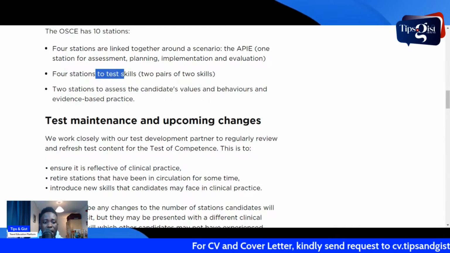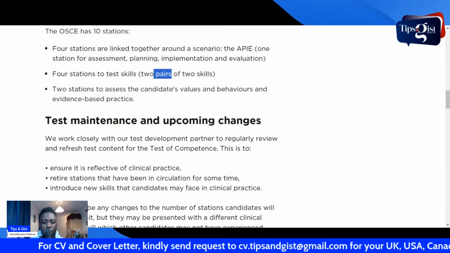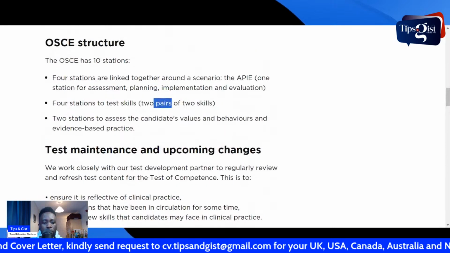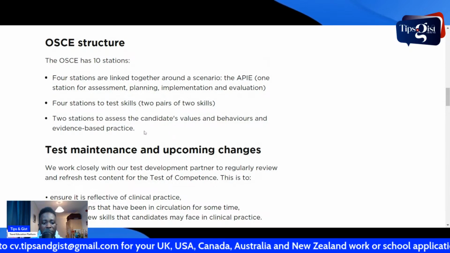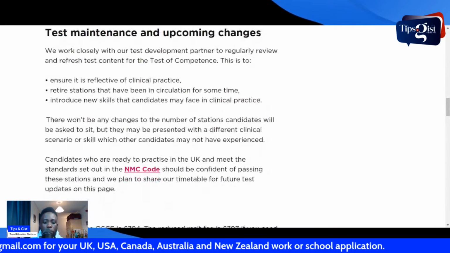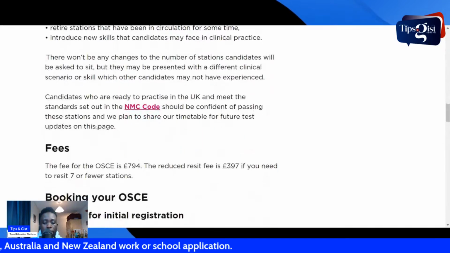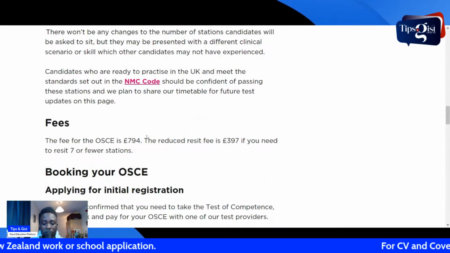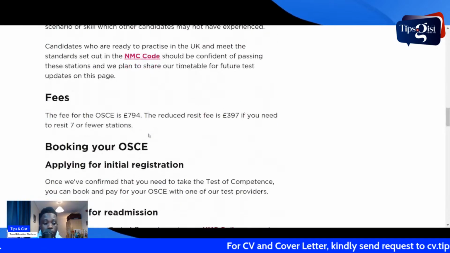Then 4 stations are to test your skills. So 2 pairs of 2 skills, 2 pairs of 2 skills. Then the remaining 2 stations are to assess candidates' values and behaviors and evidence-based practice. So when you come to the UK, your trust will do practicals for you to be able to know how to do that.